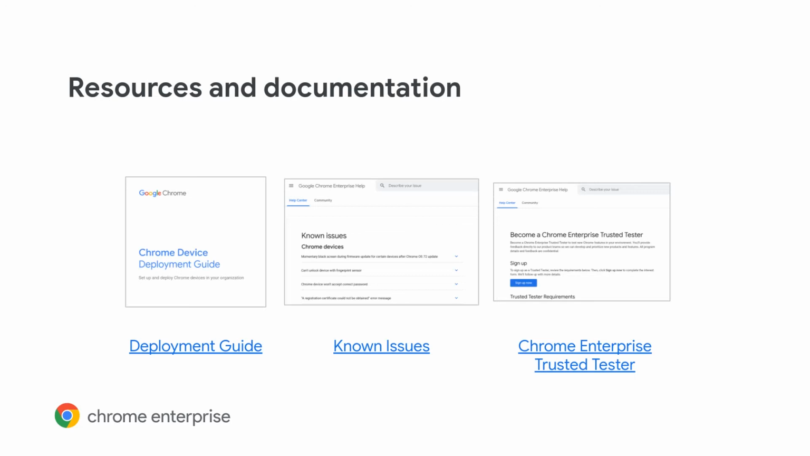Thirdly, we also have the Chrome Enterprise Trusted Tester program, which allows customers and partners to get early access to new Chrome features in their own environment and to be able to provide feedback directly to our product teams. So this feedback loop is essential, and it helps us to continue to develop and prioritize new features in Chrome. If you'd like your organization to be included, then you can just complete the form on this link, and then we will follow up with more details.